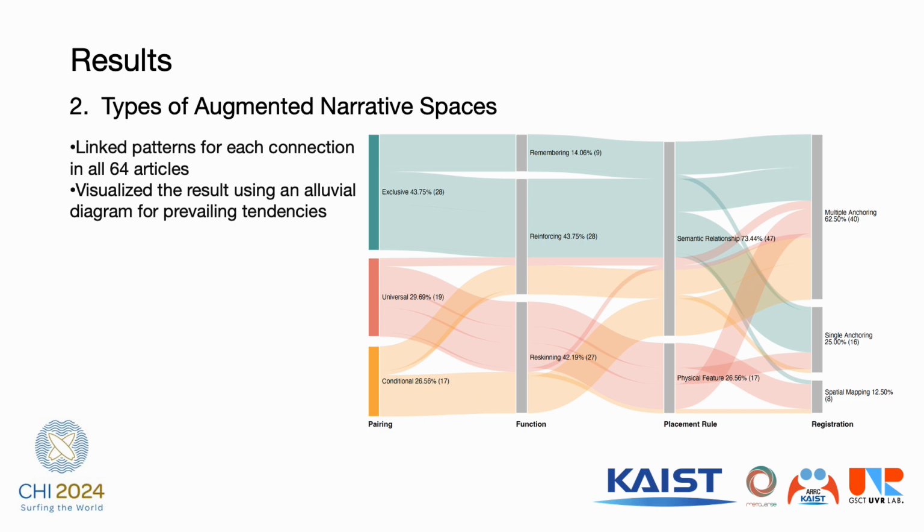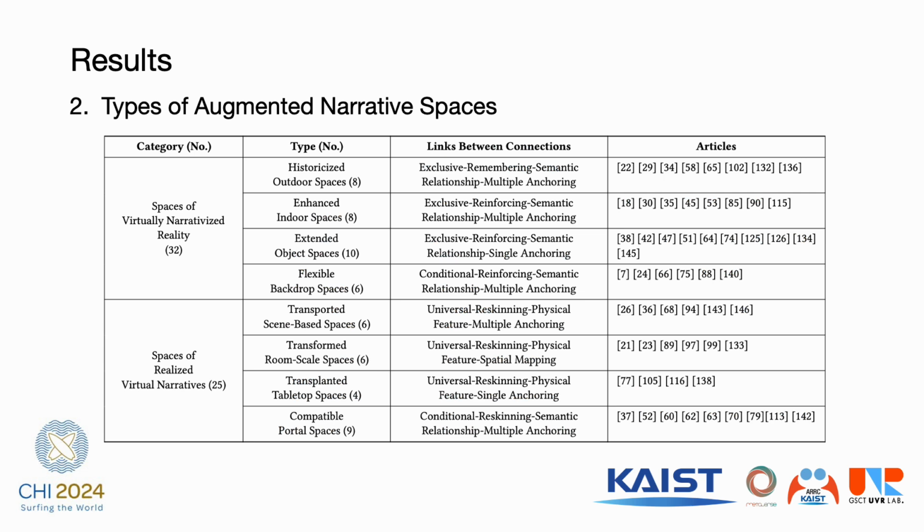The alluvial diagram depicts prevailing tendencies for virtual real connections that can collectively define and distinguish different categories of augmented narrative spaces. Consequently, we confirmed 8 dominant links between the virtual real connections. Dominant links were defined as those consisting of more than 5% of the total number of articles. These 8 links accounted for 57 of the 64 articles reviewed.